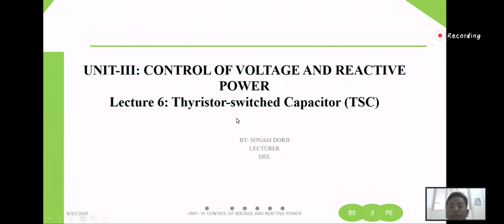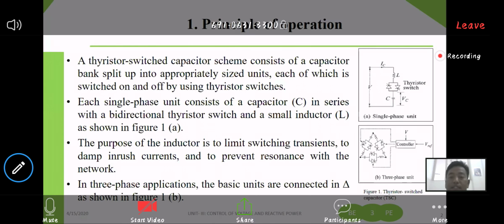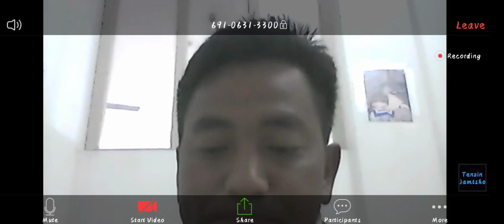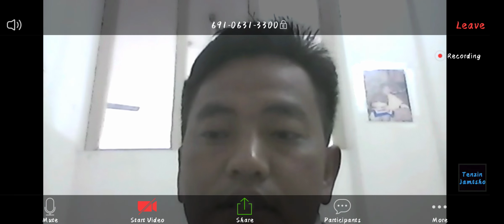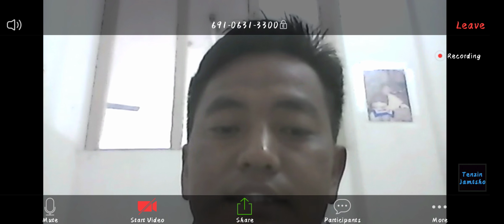So you will learn in the power electronics application. Our syllabus says how to control the voltage using TSC and TCR. So we will only restrict ourselves to this area. With this, we have completed the TSC and then the TCR. So this is the theoretical concept.